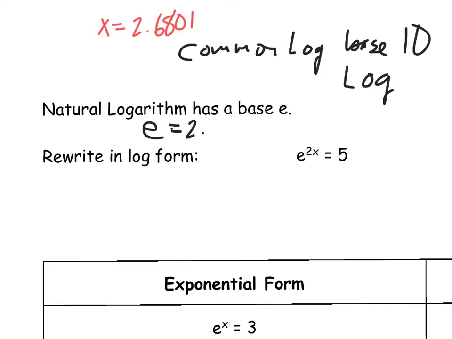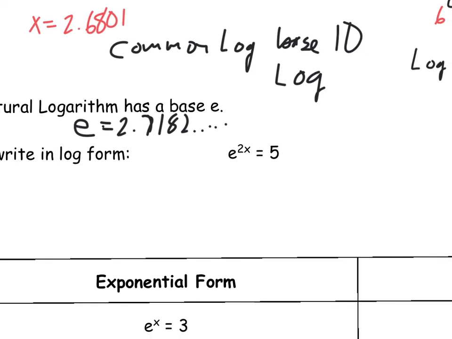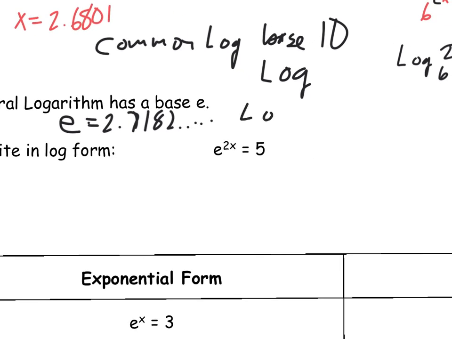It's actually 2.7182, and it just keeps on going. So they have a natural logarithm because we use e a lot in some of these formulas, and in order to solve some of these exponential equations that contain e, we need to use the natural log. So what we need is log base e. Well, that's the same thing as ln. Whenever you see an ln, that's a natural log with base e.